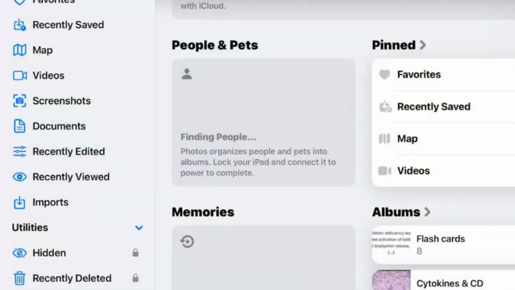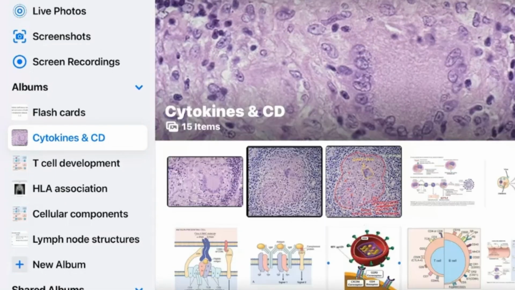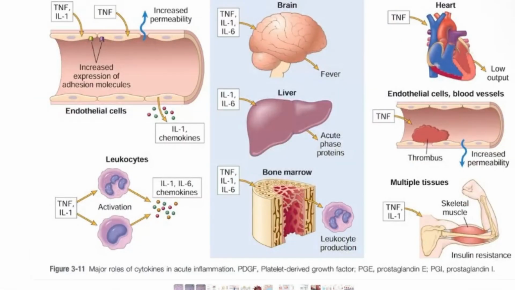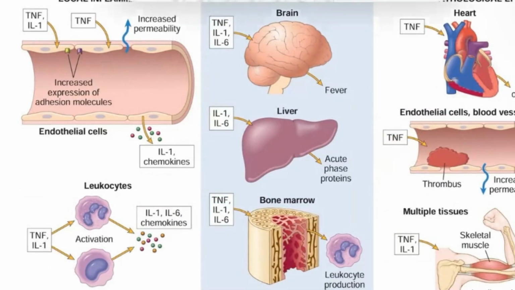So let me show you a picture. This is the diagram I want to show you. So this is all IL-1, IL-6, and TNF: interleukin 1, interleukin 6, and TNF. They all carry out basically the same function, the same activities. The only thing that interleukin 6 does that is different is the acute phase response, which you can see here. So they all do the same thing. Just think of them as all together.